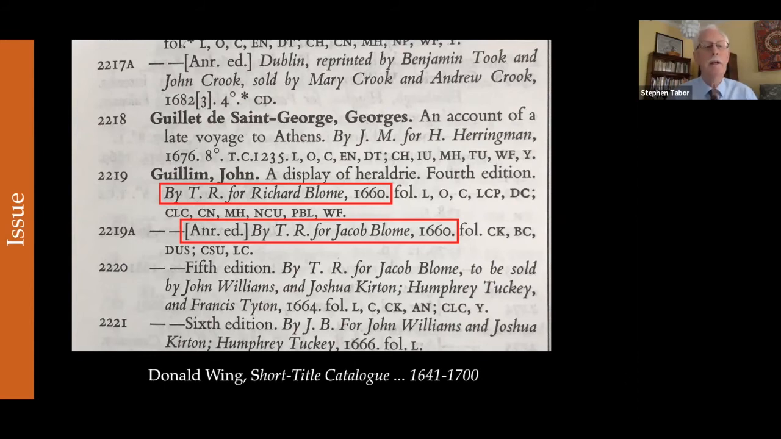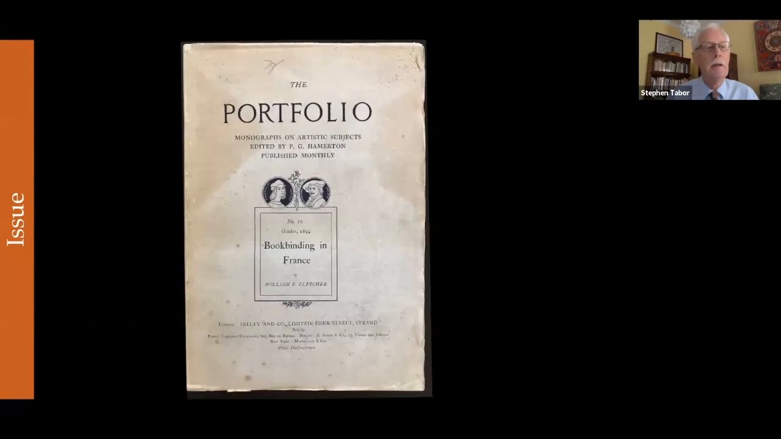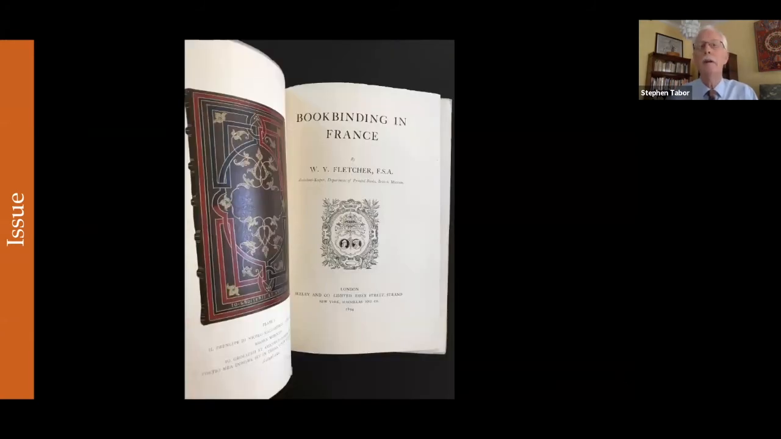Sometimes books get eaten by other books. William Fletcher's Bookbinding in France first appeared in 1894 as the 10th installment of the monographic series, The Portfolio. This was one of that peculiar genre of early bookbinding histories that contained breathtakingly lifelike embossed chromolithographic plates, but not much textual value for us today.